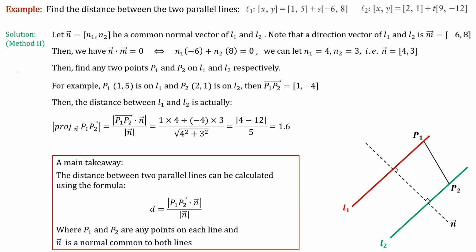Previously, we have already learned that the magnitude of the projection of one vector on the other can be given by this formula, which is the magnitude of vector P1P2 dot product with vector n, over the magnitude of vector n. The dot product between P1P2 and n is given by 1 times 4 plus -4 times 3. And the magnitude of n is very easy to calculate, which is the square root of 4 squared plus 3 squared, which is 5, right? If we put all the values in, that also gives us 1.6.